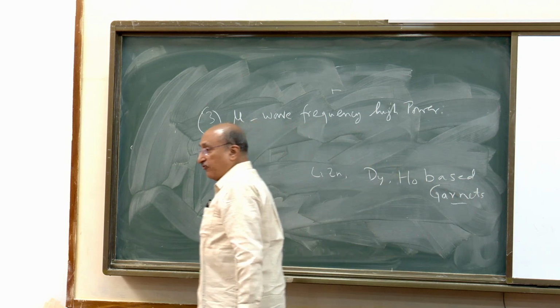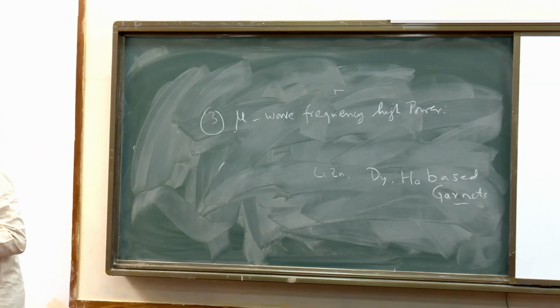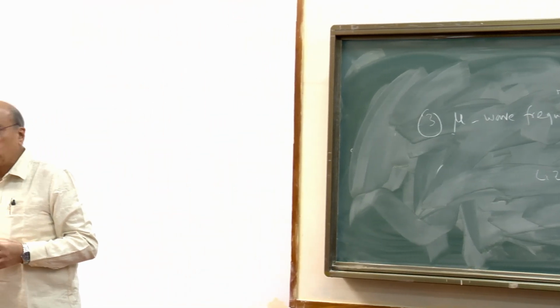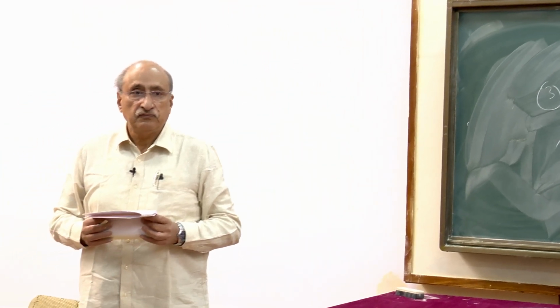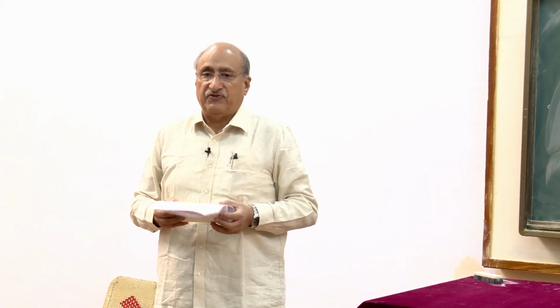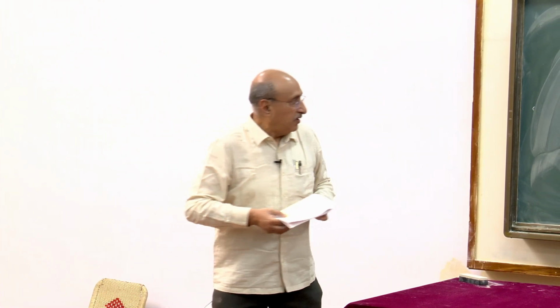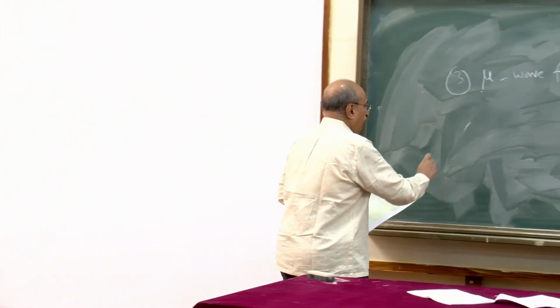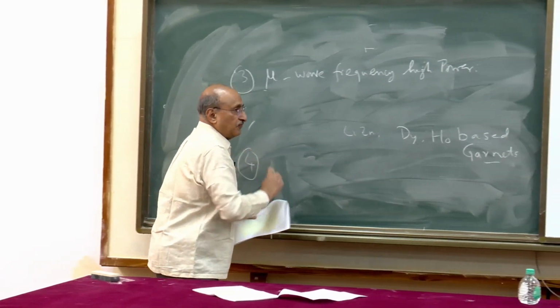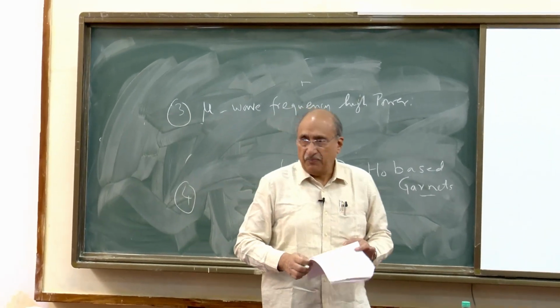So the application of garnets is more towards microwave frequencies, because they have very good resistivity. Good, by good I mean very high resistivity, though much lower magnetization. The fourth is a permanent magnetic material application.